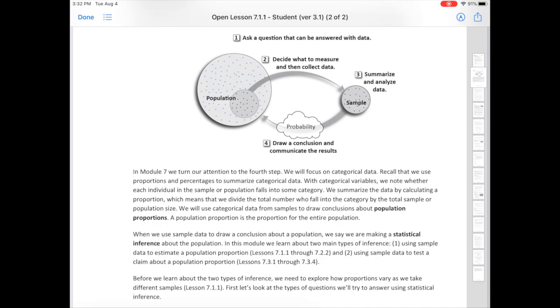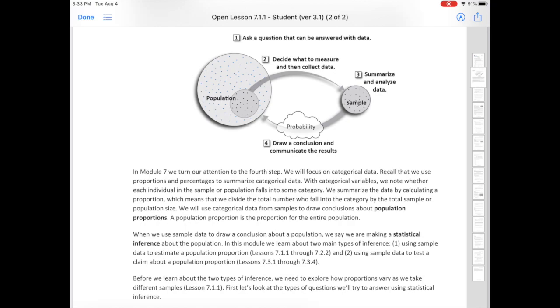With categorical variables, we know whether each individual in the sample or population falls into some category. We summarize the data by calculating a proportion, which means that we divide the total number who fall into the category by the total sample or population size. We will use categorical data from samples to draw conclusions about population proportions. A population proportion is the proportion for the entire population. We're going to go more in detail in a moment as to what symbols can be used to talk about these things.